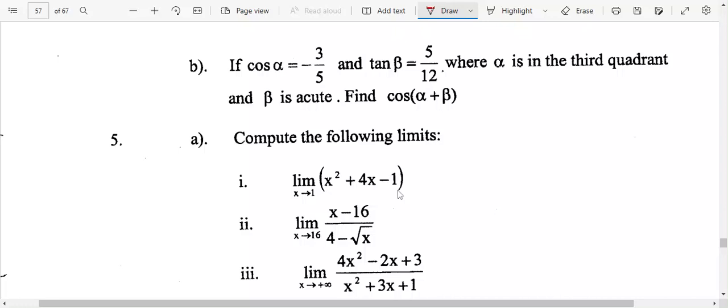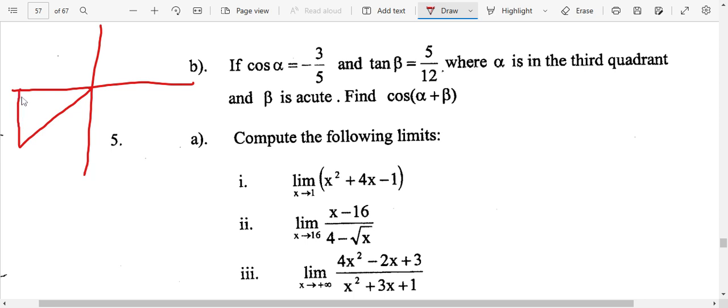All right. If cos alpha is equal to negative 3 over 5 and tan beta is 5 over 12, where alpha is in the third quadrant and beta is acute. So let's first put what they've given us on a quadrant. They've told us that alpha is in the third quadrant, so that means it is here. So I've got a triangle like that.